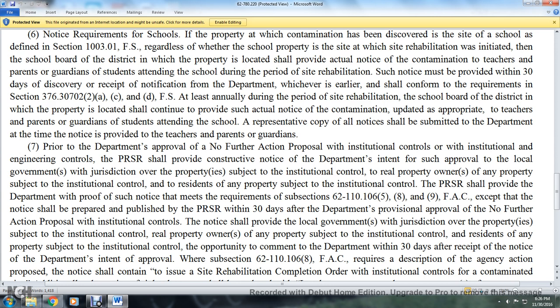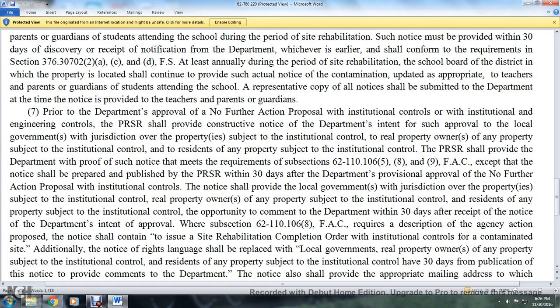For a no further action proposal with institutional controls, the notice shall provide the local government with jurisdiction over the properties subject to institutional control, the real property owner, and residents of any property subject to the institutional control the opportunity to comment to the department within 30 days after receipt of the notice of the department's intent to approve, where subsection 62-780.110(6)(8), Florida Administrative Code, requires a description of the agency action proposed. The notice shall contain the intent to issue a site rehabilitation completion order with institutional control of the contaminated site.